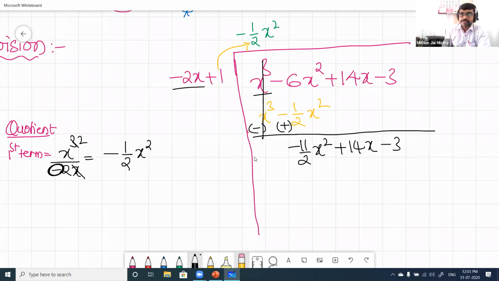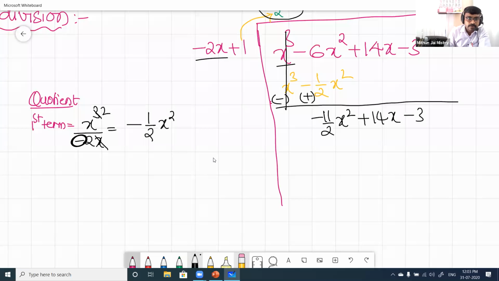So the job of the first term of the quotient is over. So let us circle it. The circle will help us know that this is done, we need not look at it anymore, right? Next is the second term. Let me find the second term now, of the quotient. What should be the second term of the quotient?